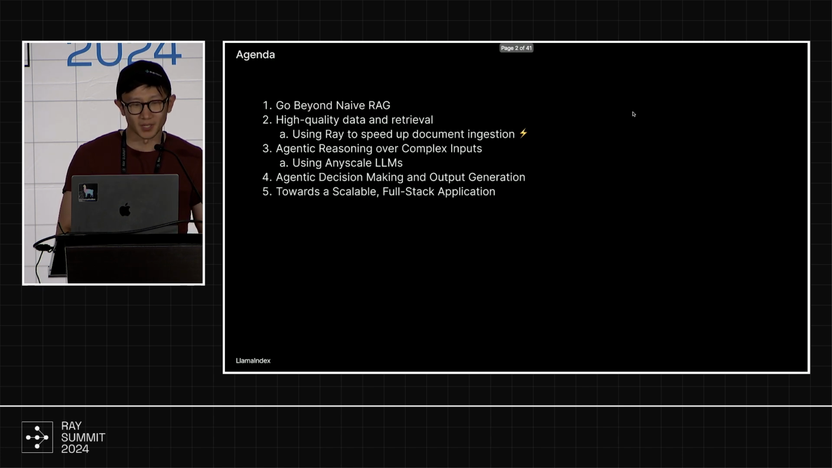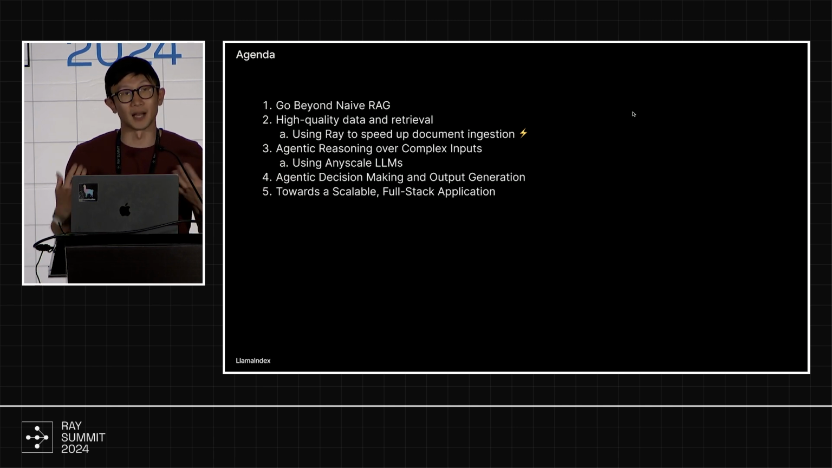So let's get started. The agenda will basically be the 5 main parts. First, we'll give an overview of just why naive RAG sucks, and then afterwards we'll talk about how to make it better. So how do you make it better? You want to do high-quality data and retrieval. This includes, we've had integrations with Anyscale and Ray. They're great partners, and basically, we've had tutorials on how do you use Ray, for instance, to speed up document ingestion. We'll talk about agentic reasoning over complex inputs.